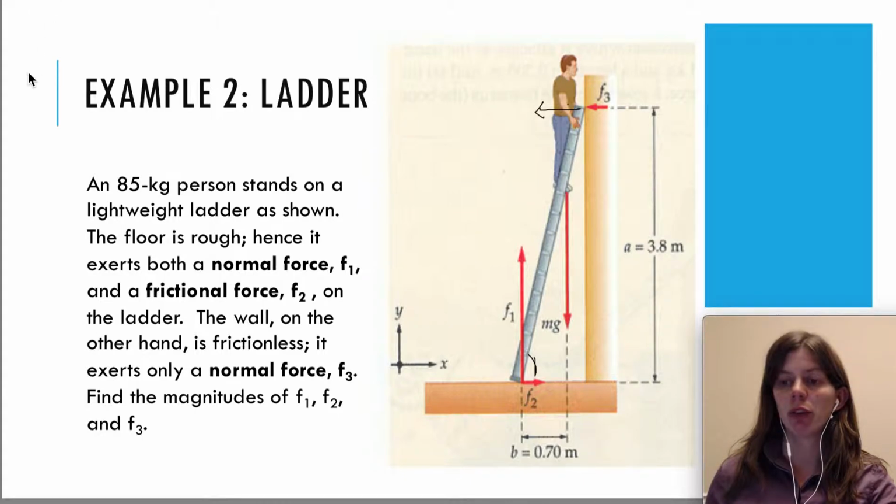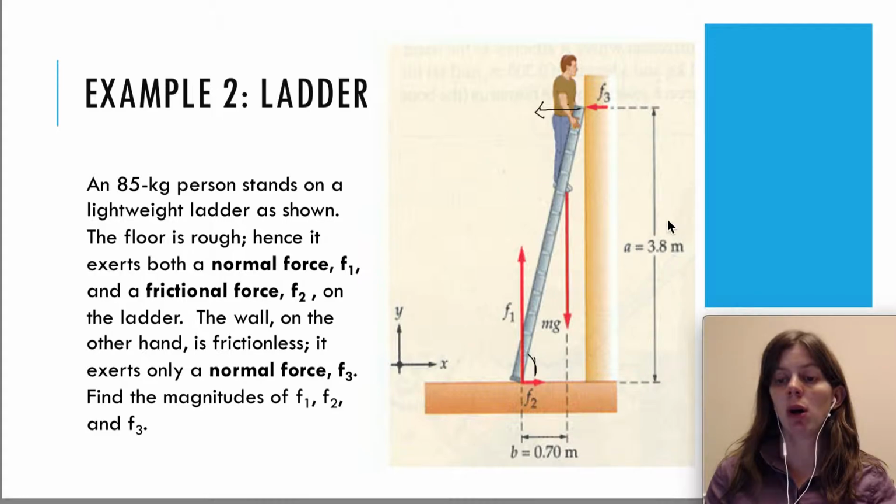The floor is rough, hence it exerts both a normal force F1, that's the upward force shown right here, and the floor also exerts a frictional force, F2, on the ladder. The frictional force is shown going to the right here. See if you can think of it yourself before I say it, but it's because the ladder would slip to the left, so that friction force opposes that attempted motion.